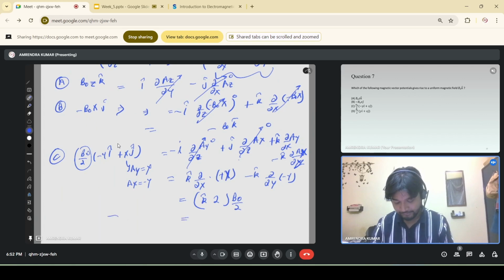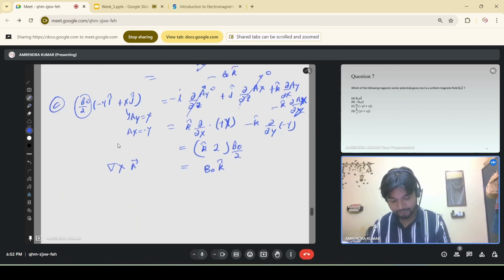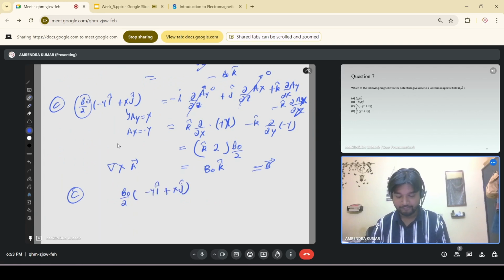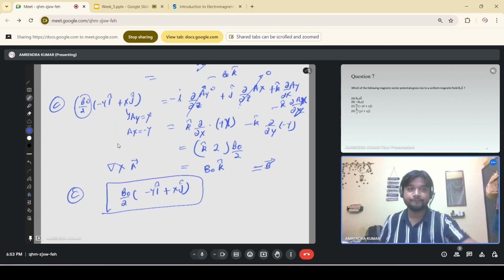And then you know that del cross A is nothing but B0 K, and this is what we are after. So the solution B0 by 2 times minus y I cap plus x J cap is the correct answer.